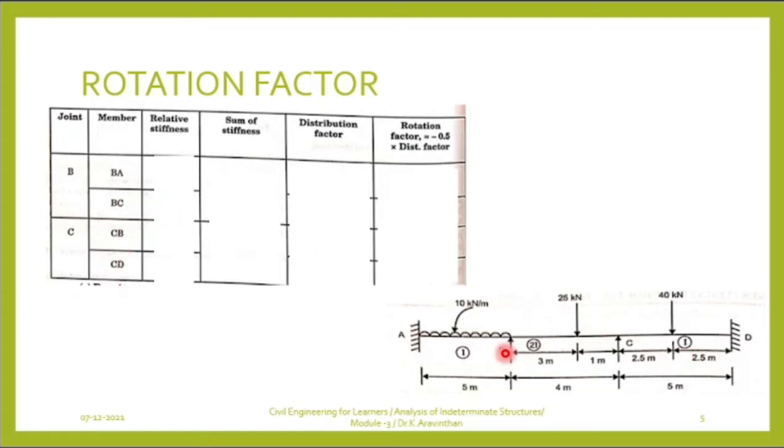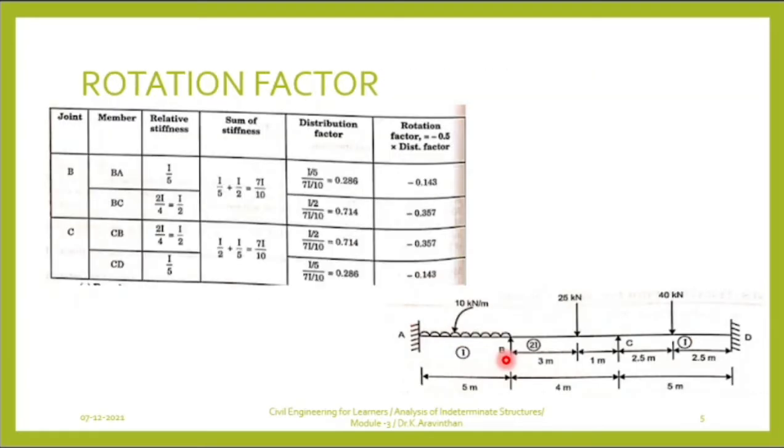What is the formula to find relative stiffness? It is I by L. Why? Because it is fixed at one end. It is I by L, and B to C will be, this is partially hinged I by L, and C to B, this is partially hinged. Partially hinged has I by L. Purely hinged, you will be having 3 by 4 I by L. This span you will be having the formula of I by L.